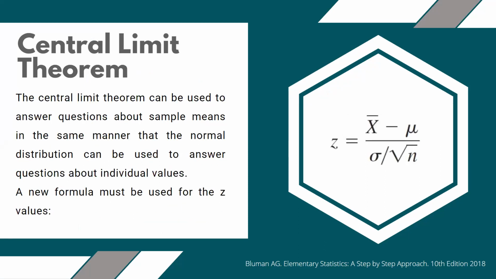The central limit theorem can be used to answer questions about the sample means in the same manner that the normal distribution can be used to answer questions about individual values. A new formula must be used for the Z values, which is Z is equal to X bar minus mu divided by sigma over square root of n.